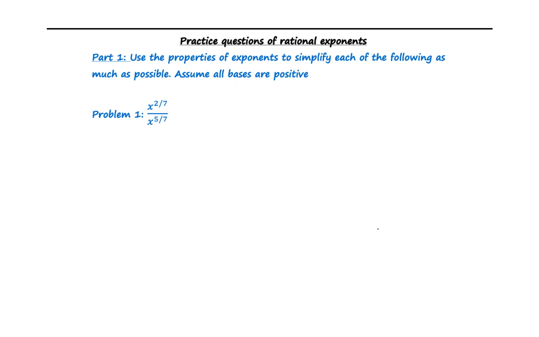So let's look at the first problem. The instruction says use the properties of exponents to simplify each of the following expressions as much as possible. Assume all bases are positive. Look at the first one. They gave me x to the power of 2 over 7 divided by x to the power of 5 over 7. So looking at that, what property should I use?